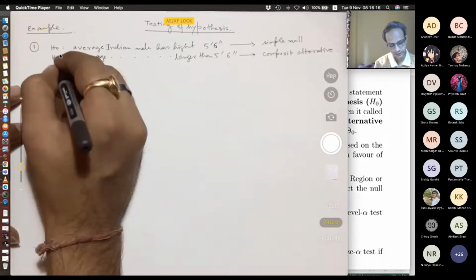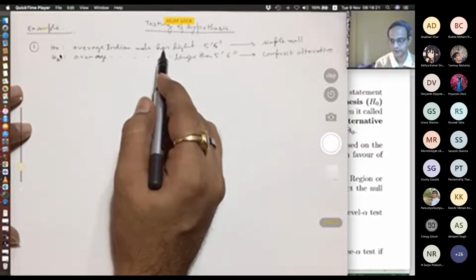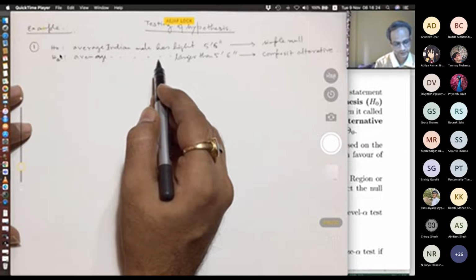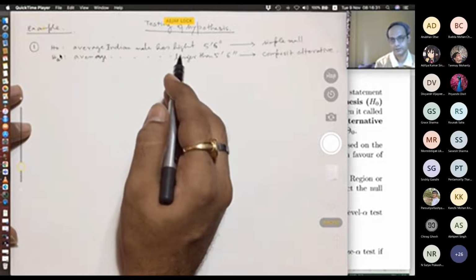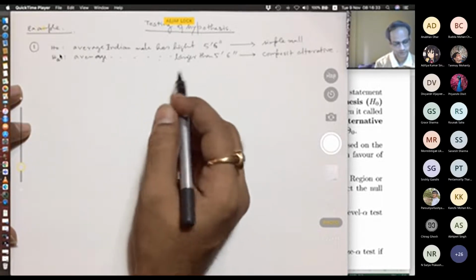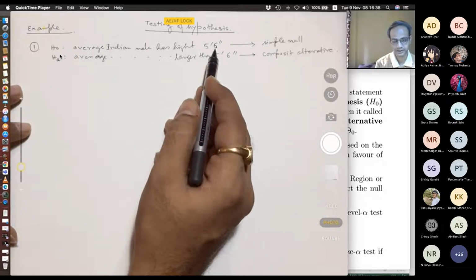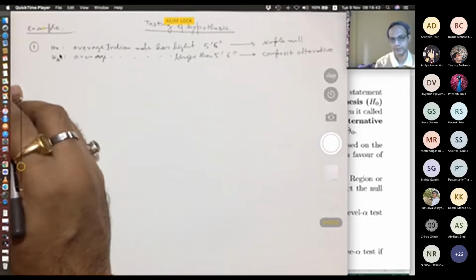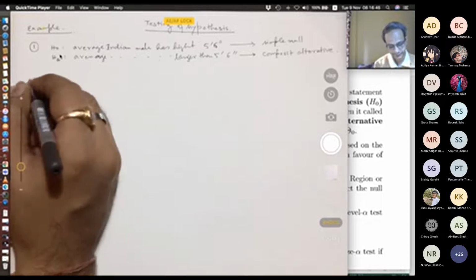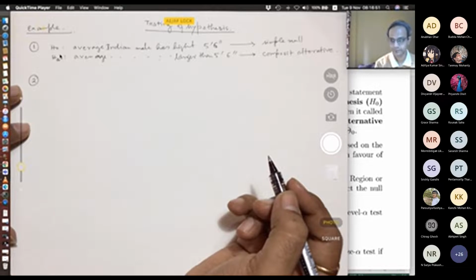And here the set specified by the null hypothesis and the set specified by the alternative hypothesis don't consist of the whole parameter space. The whole parameter space can be larger than this. It is only considering 5 feet 6 inch and larger than 5 feet 6 inch. There can be values less than 5 feet 6 inches.